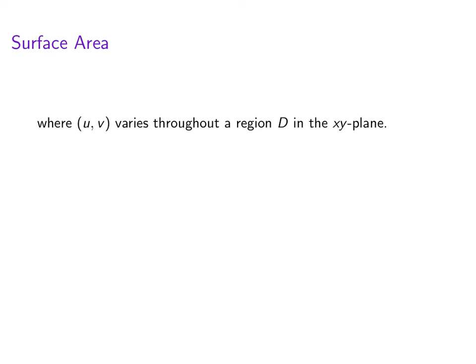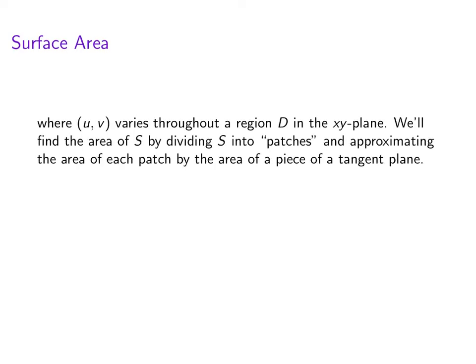And of course, u, v will vary throughout some region D, and we'll have some way of expressing what are the bounds on the u and the v. Now what we're going to do is we'll take the surface S and we'll divide it into patches, and we'll approximate the area of each patch by the area of a piece of a tangent plane.